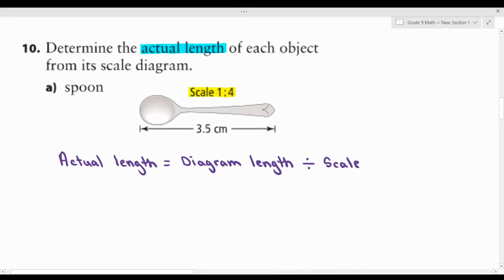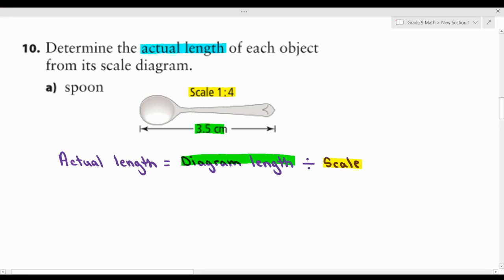Okay, number 10, determine the actual length of each object from its scale diagram. So there were 2 questions. I'll just do 1 question though. So they give you a spoon. They show you that the diagram length is 3.5 centimeters. Right? It wouldn't make sense to have a spoon that small, unless maybe it's for like dolls or something. But anyway, so the 3.5 is our diagram. We'll highlight that. So that's diagram length. And then they tell you the scale is 1 to 4.